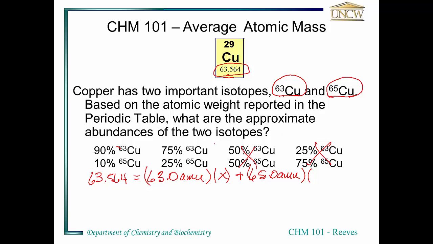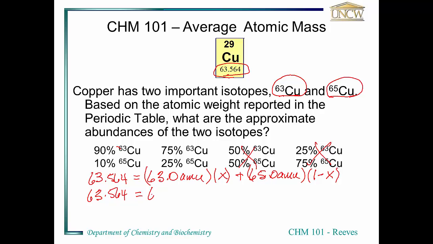If, for example, 75% of the sample is 63, the other 25% has to be 65. In other words, each of these percentages has to add up to 100%, and therefore each of the fractions has to add up to 1. So the fraction of the sample that is isotope 63 is given by X. That would mean the fraction of the sample that's isotope 65 is going to be 1 minus X. And this problem we can solve. The way we go about that is that we multiply out our terms.